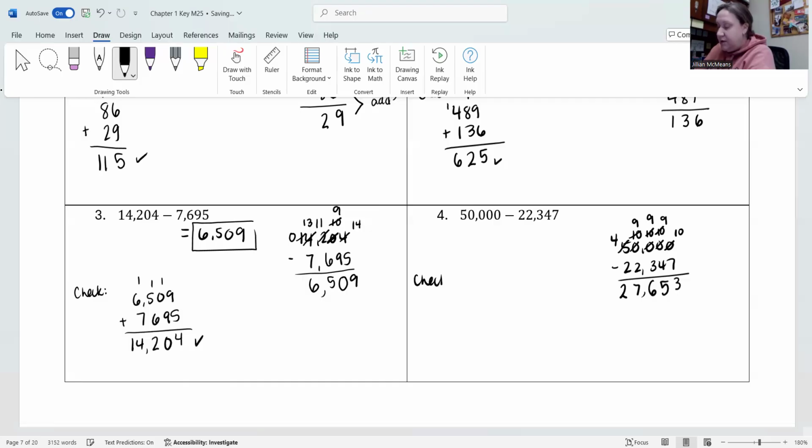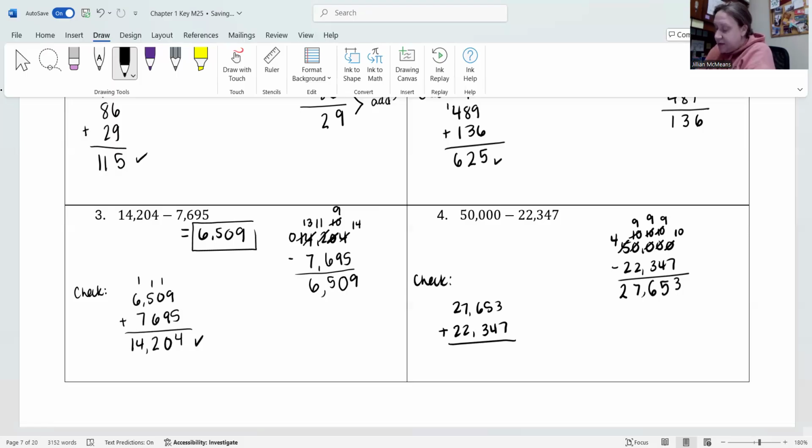So just like with the previous 3 examples, let's go ahead and check this one just to make sure we're good, because borrowing's a little bit weird. So we have 27,653. To that, we want to add 22,347. And our hope is that we get 50,000. That verifies that we're good to go.